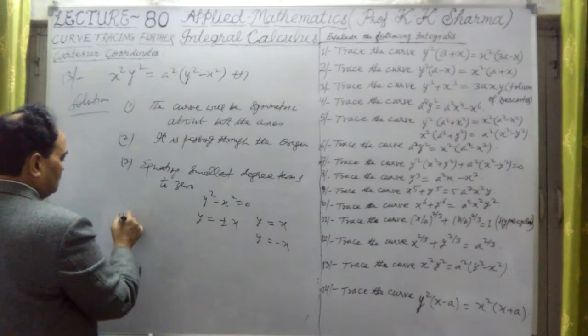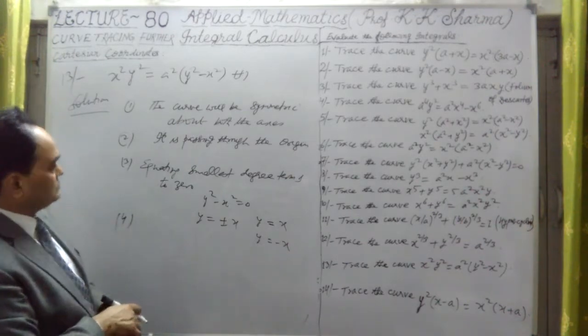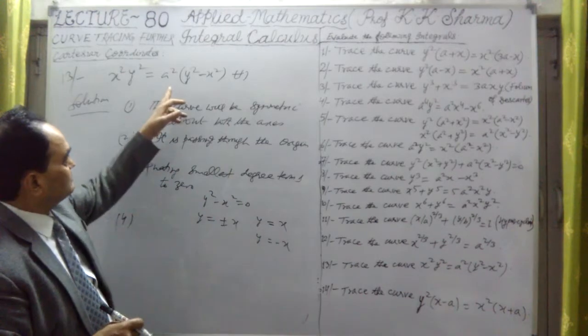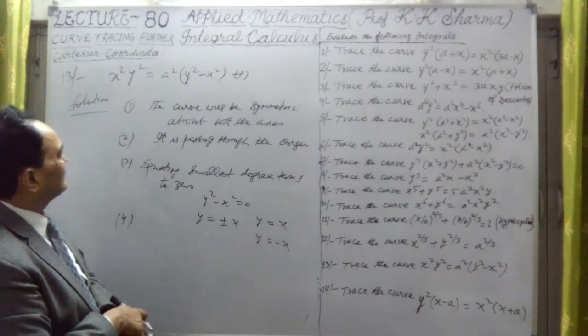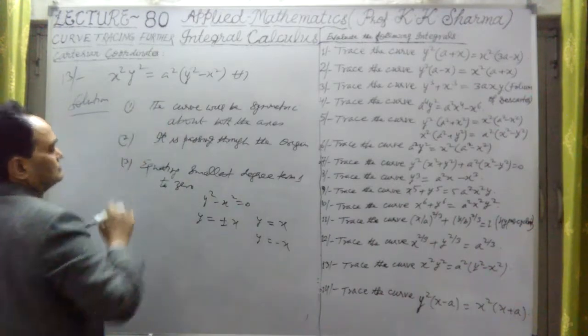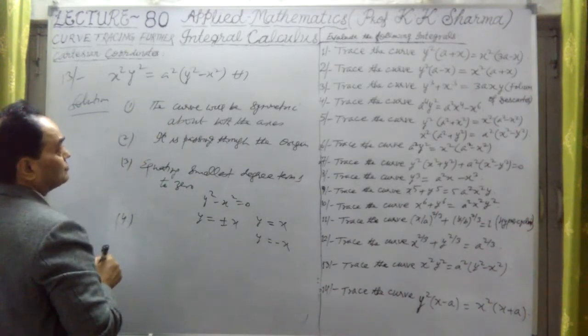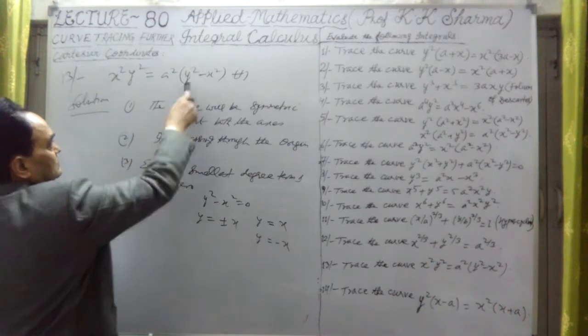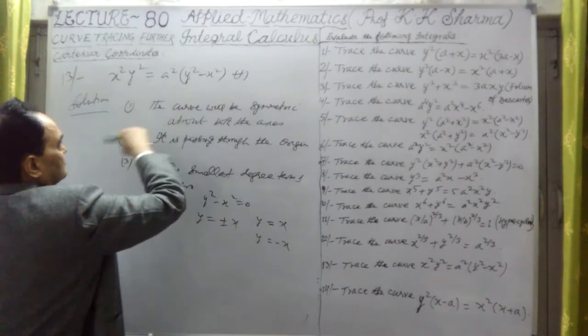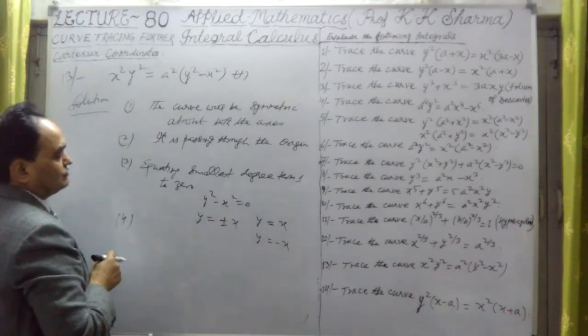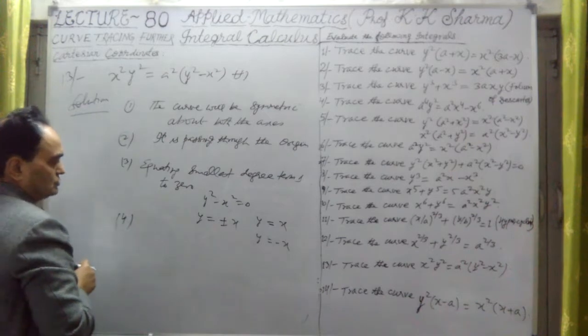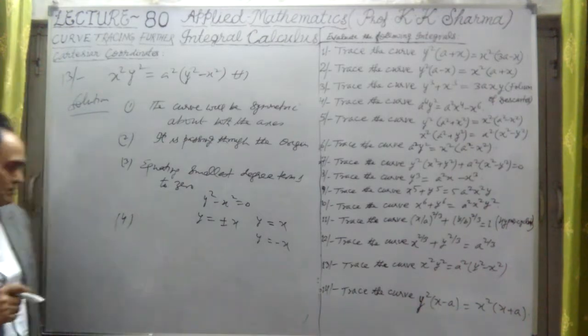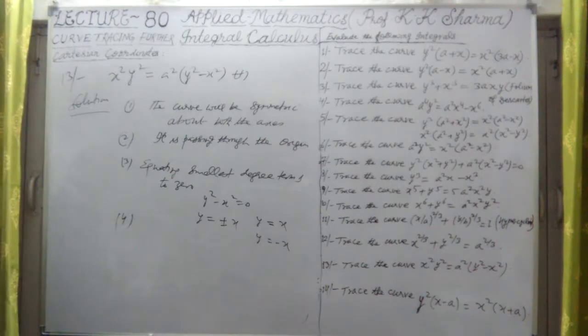Now, fourth question: what are the points which are lying on this curve? If I substitute y equal to x in this whole equation, we get x square minus x square is 0, so x to the fourth equals 0, so x equals 0. So (0, 0) is the only point, the origin, at which the curve is meeting. Other points are not found.